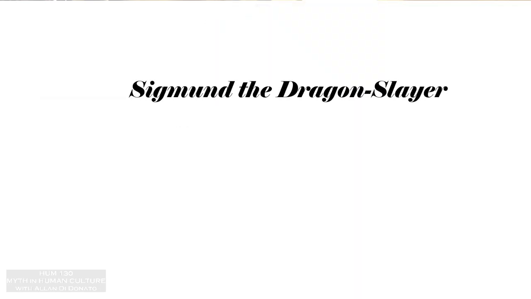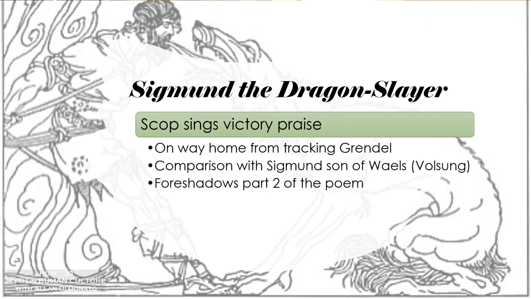And Beowulf is rewarded. They, of course, pursue Grendel. They never find the corpse. They track the blood into the wilderness. And on the way back from this tracking, the Scop, the poet, sings praise of Beowulf. And this is where we get the reference to that story, Sigmund the Dragon Slayer. Talked about this when we did the Volsunga Saga. I said the earliest reference to the story of Sigurd is found in the epic of Beowulf. But it is not the version we get in the Volsunga Saga.